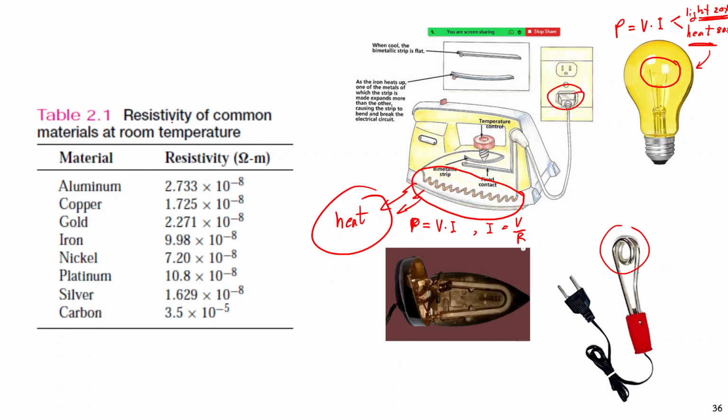And also this table shows the resistivity of common materials at room temperature. For example, aluminum has very, very low resistivity, right? This is a conductor in this case. Copper also has low resistivity and high conductivity. Low resistivity means it has a high conductivity.